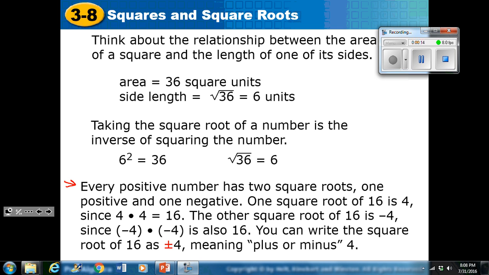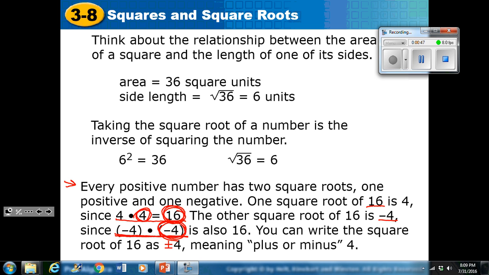One square root of 16 is 4, since 4 times 4 equals 16. So that's what the square root is, okay? The square root of 16 is 4, because 4 times 4 equals 16. But it has another square root, which is negative 4, because negative 4 times negative 4 also equals 16. So negative 4 is another square root of 16.